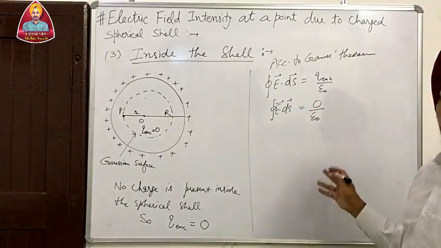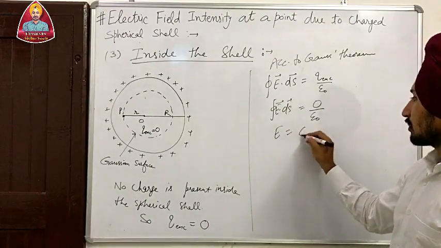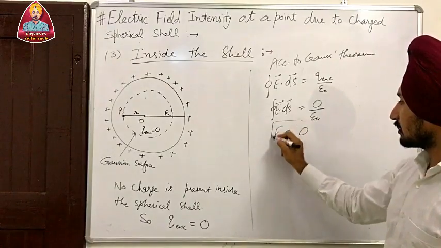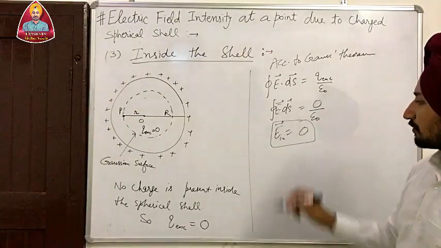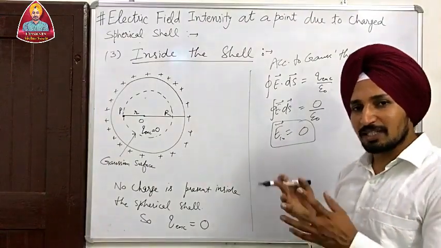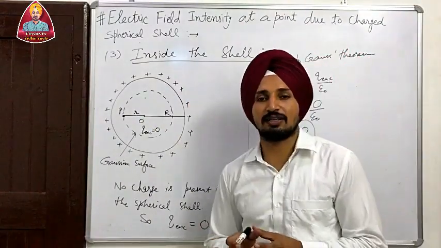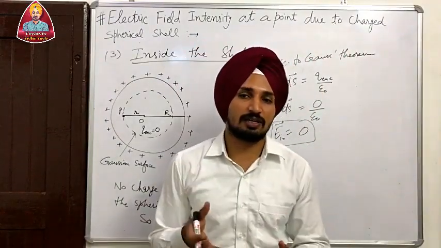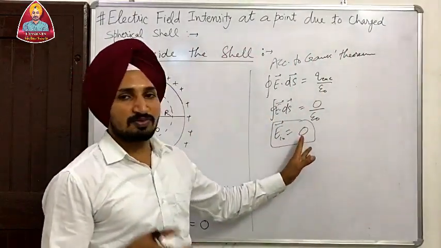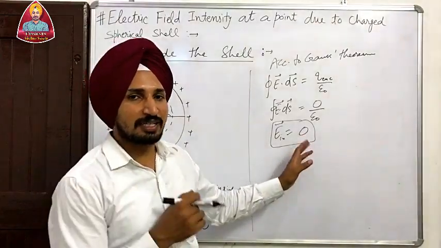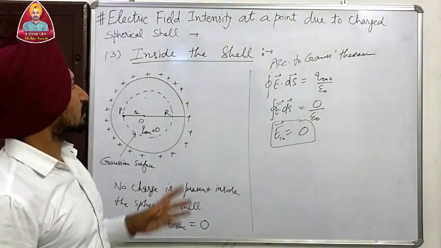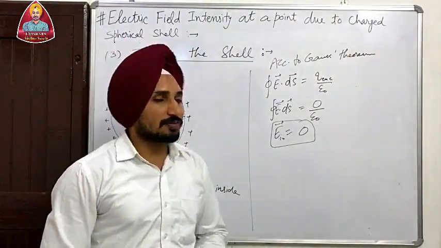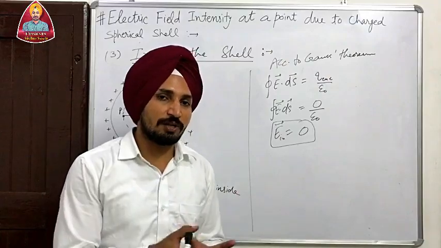The right side comes out to 0. So total electric field inside is 0. No electric field intensity is present inside the spherical shell because there is no charge present inside the spherical shell. So this is our result of electric field intensity inside the spherical shell. This is all about our topic, electric field intensity at different points of a spherical shell which is charged uniformly.